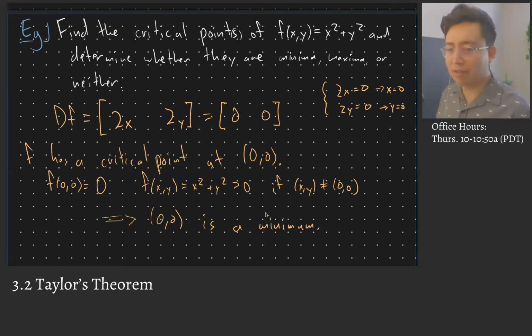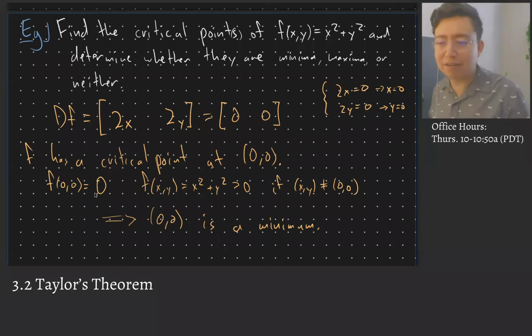But this is not super satisfying because it almost feels like we just got lucky. In fact, I chose it for us to get lucky, that this function happens to be a function that spits out positive numbers. And so by finding a critical point where the output is 0, then we know it has to be a minimum. So that's just a coincidence, right?